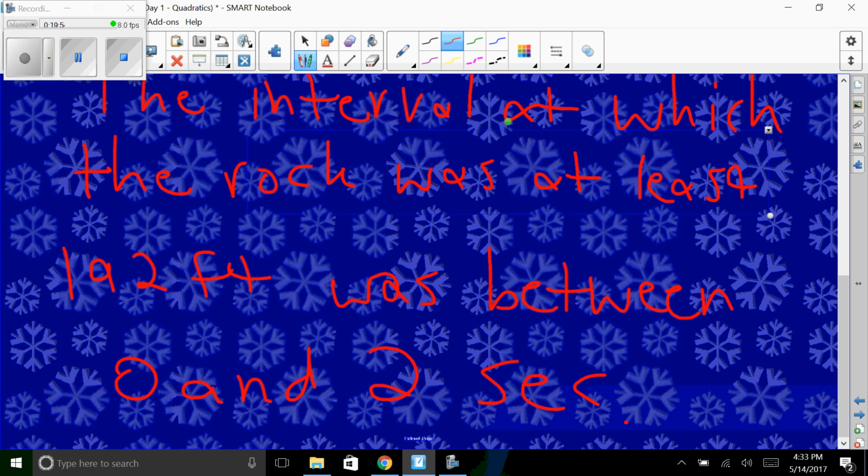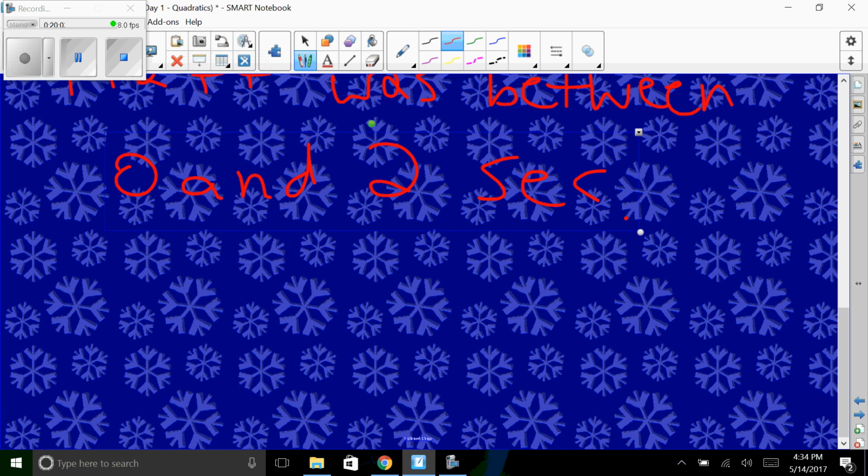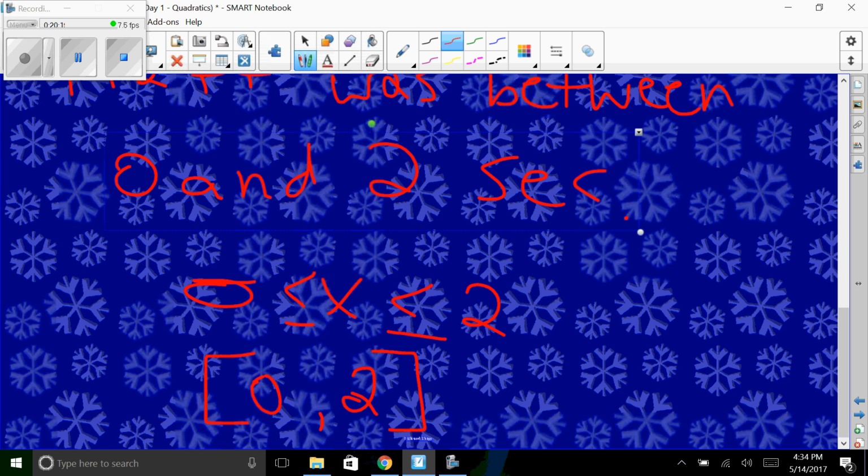All right, so that's how you would write it in a complete sentence. If I asked you what the inequality notation was, you would write 0 less than or equal to x less than or equal to 2. And then in the interval notation, less than or equal to is a bracket, and a bracket over here as well. All right, so that's 3 ways you can write the answer, depending on what I'm asking for.